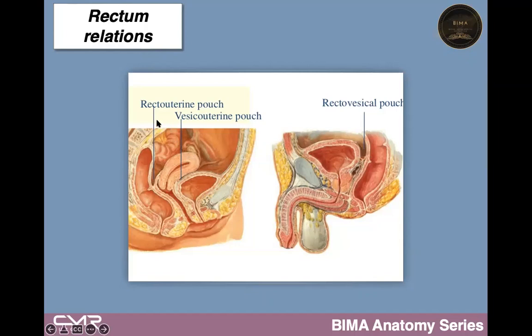Can anyone tell me what the recto-uterine pouch is called, usually? Exactly, you've got the pouch of Douglas. Can anyone tell me what the pouch of Douglas is important for, apart from this?